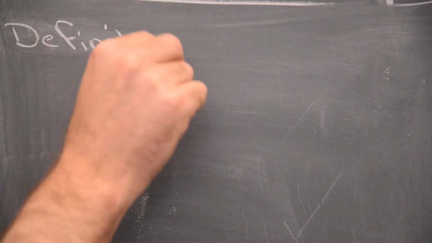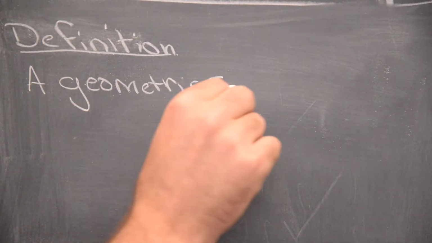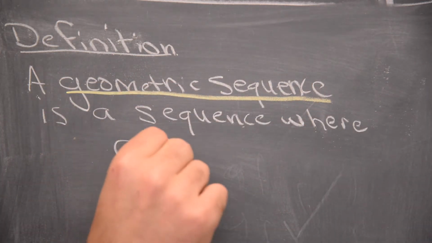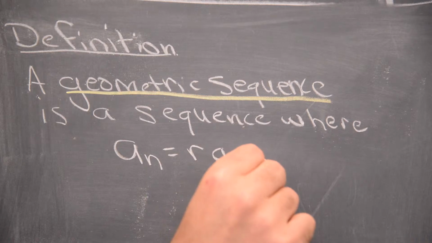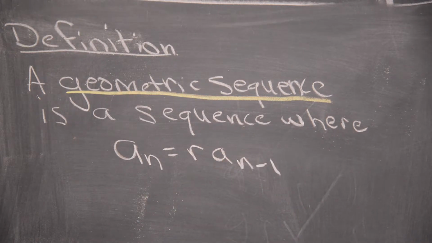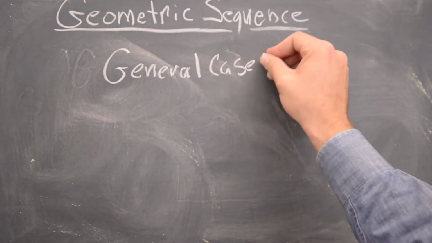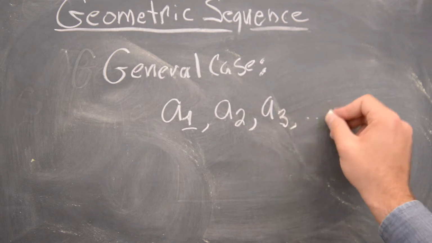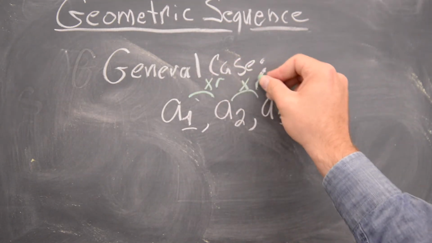Now we are ready for a definition. A geometric sequence is a sequence where the nth term is always r times the term right before it, where r is some number. Now we look at the general case. We have a sequence a1, a2, a3, and to move from one term to the next, we multiply by r.